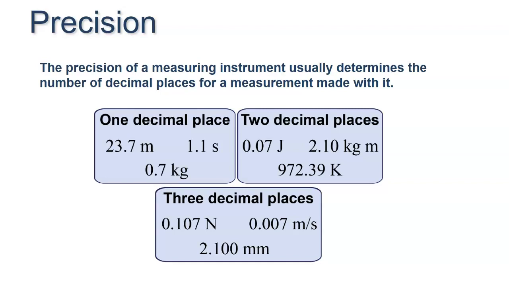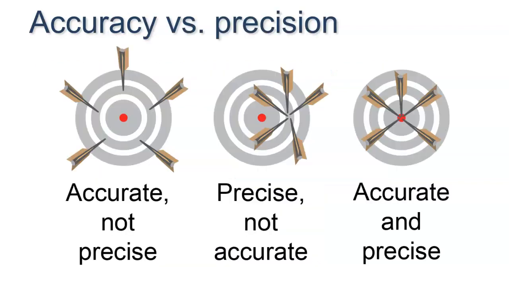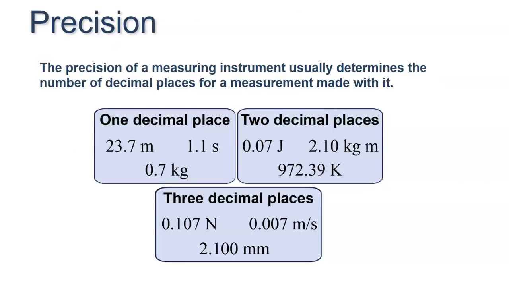If I were to look at a measurement and give 1 meter, and then someone else came up and said 1 meter, that shows that we are all being close to precise. Whether or not that is accurate, we don't know necessarily, because that is more of a device issue. So the precision of a measuring instrument really determines the number of decimal places for a measurement made with it.